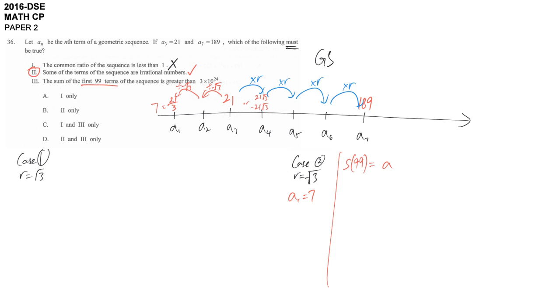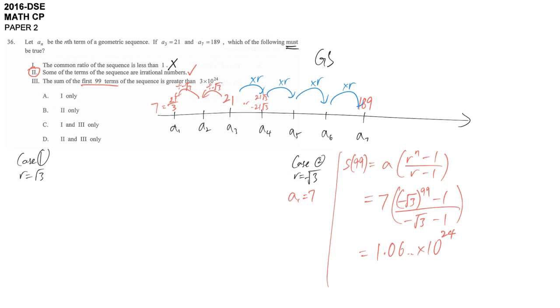The formula is the first term a times r to the power n minus 1, over r minus 1. So a is 7 and r is negative square root 3: 7 times negative square root 3 to the power of 99 minus 1, over negative square root 3 minus 1. If we use a calculator, it gives us 1.06 something times 10 to the power of 24 only. So this is much less than 3 times 10 to the power of 24. That's why this is not always correct. Only statement 2 is always correct.